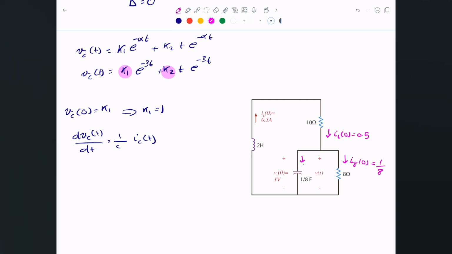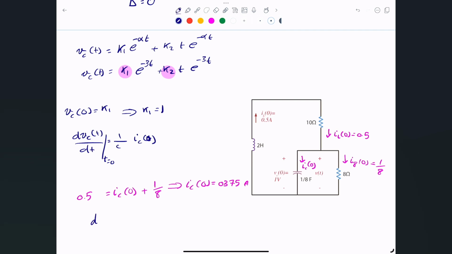Do we know that here? That's actually what we're looking for. This is Ic of 0. That's what I'm after eventually, because I want this one to be t equals 0, and this one to be 0. So let's compute it. IL of 0 is just Ic of 0, which I'm looking for, plus 1 divided by 8. But I know that IL of 0 is 0.5. So now we know Ic of 0 is 0.5 minus 1 divided by 8, and that is, I believe, 0.375 amps. Okay, so now we can use it.